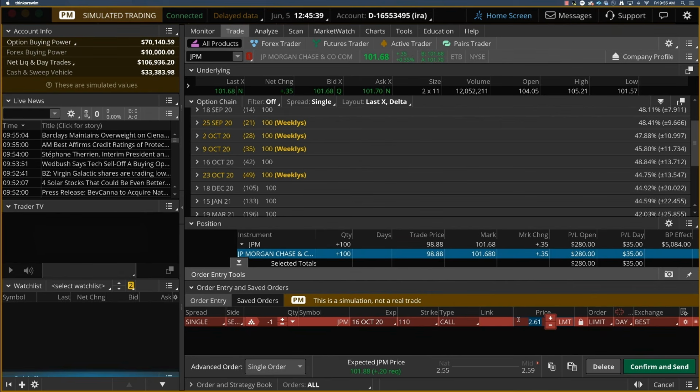Lastly, if the stock were to go down, that down move in the stock can be offset by some of the premium. So if the investor bought the stock at $98.88 and got a premium of $2.61, the break even on the stock is at $96.27. So what's nice is if the stock goes up quite a bit, the maximum gain would be $1,373. If the stock were to go sideways and stay completely flat, nothing happens, the investor gets $261.